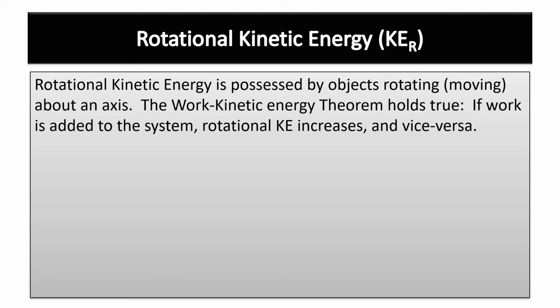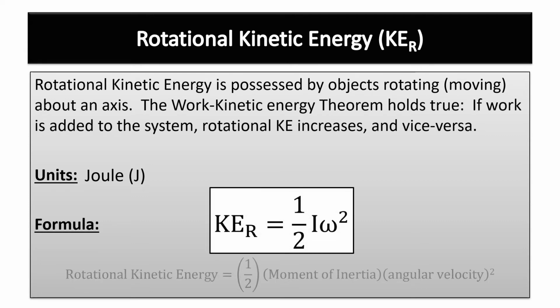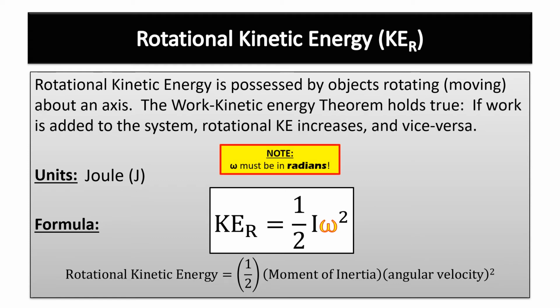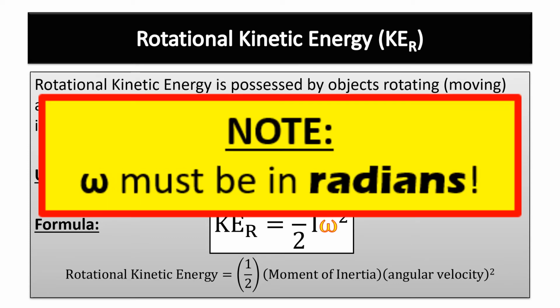So here's the definition. Rotational kinetic energy is possessed by objects rotating or moving about an axis. The work kinetic energy theorem holds true. If work is added to the system, rotational kinetic energy increases and vice versa. You could do work by taking energy out of the system, negative work, and then you would slow it down. The units, again, are joules. Luckily, we don't have to memorize a different thing for that. And we just derived our nice formula. Keep in mind, omega, the angular velocity, needs to be in radians.